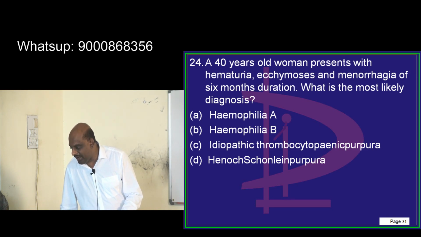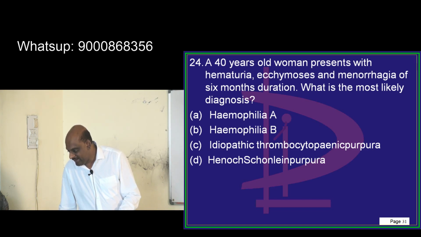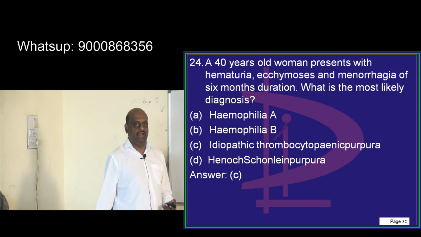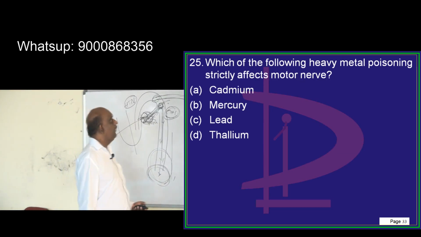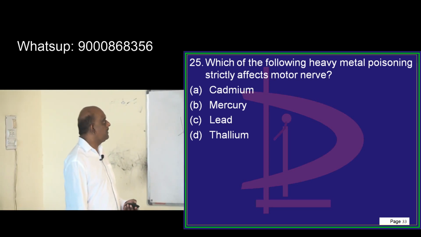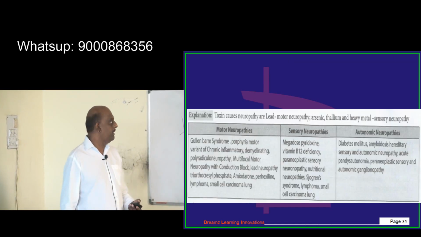Dawn thinks ITP. ITP, 6 months duration, doctor. Rituraj also is seduced by the ITP. Okay, ITP, alright. There are ecchymoses, menorrhagia also. Okay, agreed, ITP. Now, motor nerve is involved in case of lead poisoning.